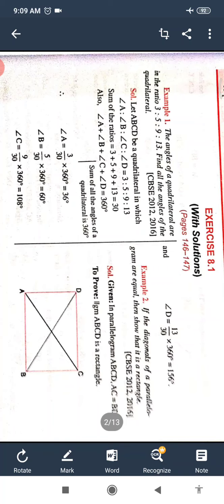So, given in parallelogram ABCD, AC equal to BD. AC and BD are equal is given, and we have to prove this parallelogram ABCD is a rectangle. Do you know what is necessary to prove a rectangle? If you know, you can tell me the answer. To prove a rectangle, we have to prove any one of the angles is 90 degrees. Then it will be a rectangle.